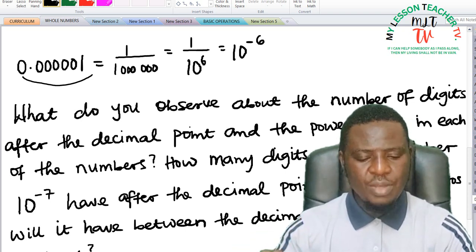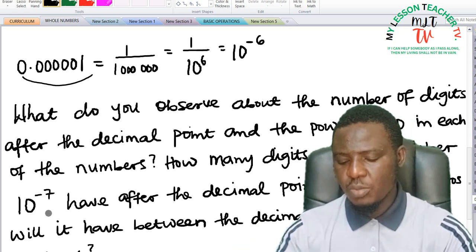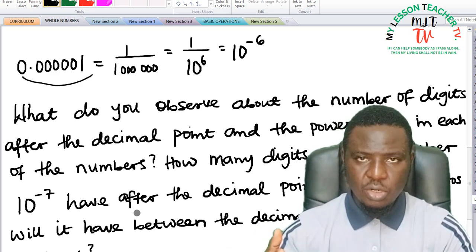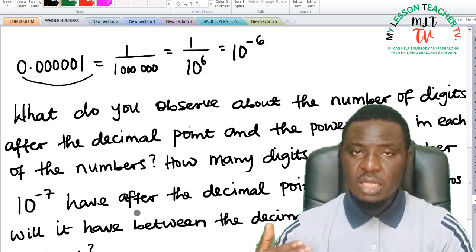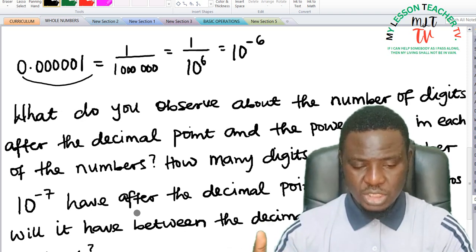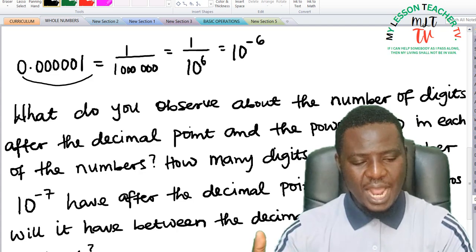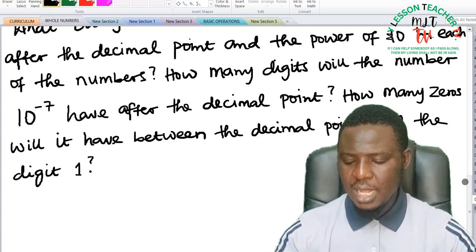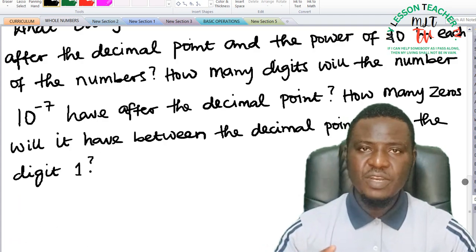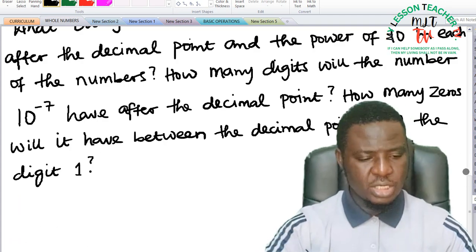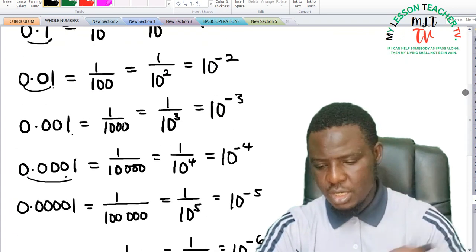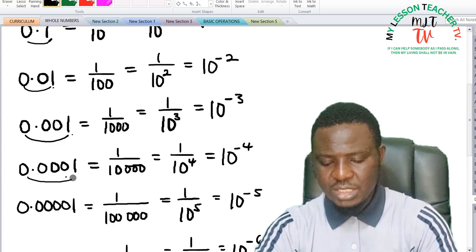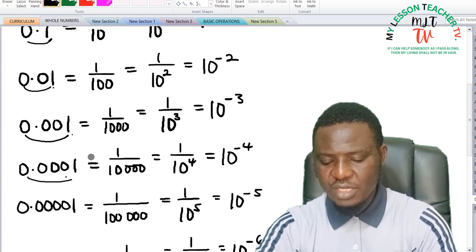So I then ask you, how many digits will the number 10 raised to the power of minus 7 have after the decimal point? Your guess is as good as mine, that it is equal to 7 digits. Now the question goes again. How many zeros will it have between the decimal point and the digit 1? Definitely it is going to be 6, because in this case, when the number of digits is 3, we have 2 zeros. When it is 4, we have 3 zeros.